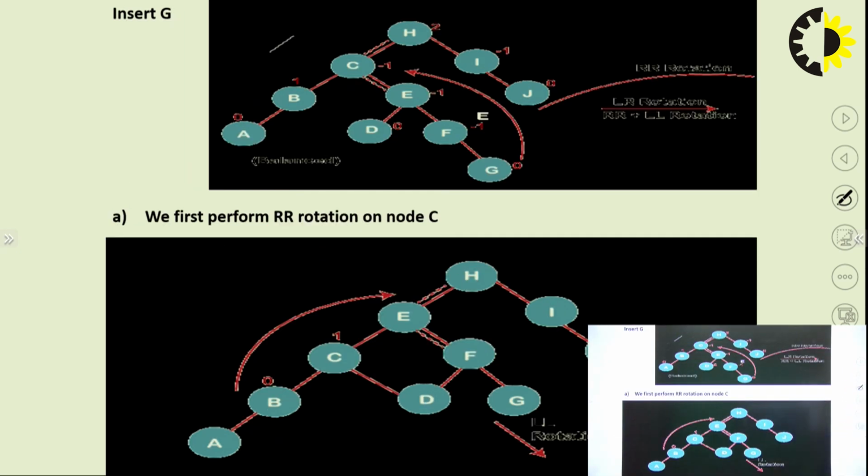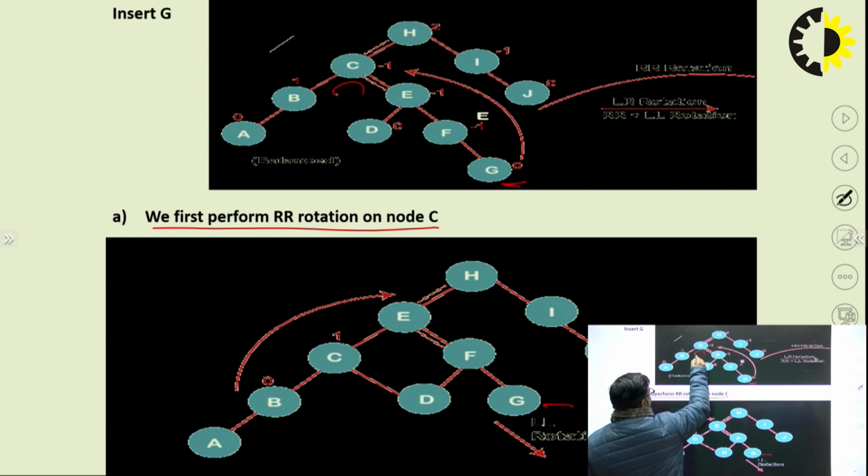Next insert G. After inserting G, it has a greater value than B in comparison of F, so G is inserted on the right side of F, okay. Then here again check: -1, -1, 1 and 2. Then first of all perform RR rotation on node C.